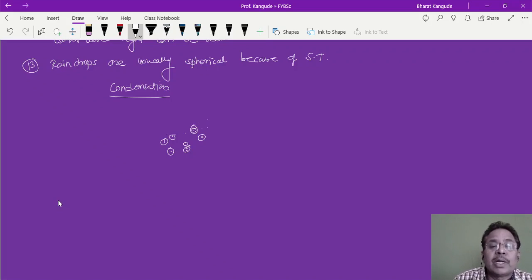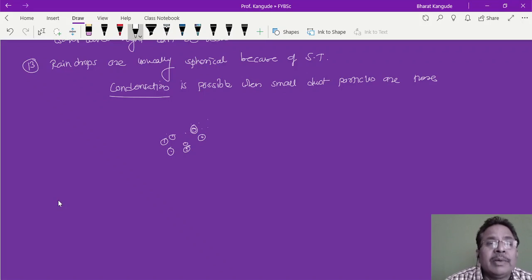So this process of condensation, because of surface tension, we will write here, condensation is possible when small dust particles are there. So huge water drops are formed, and then these water drops can fall on the surface of the earth, and that is what rain is. And the shape of each and every water drop is almost spherical. Not exactly spherical, but it does not have any arbitrary shape other than spherical or hemispherical.